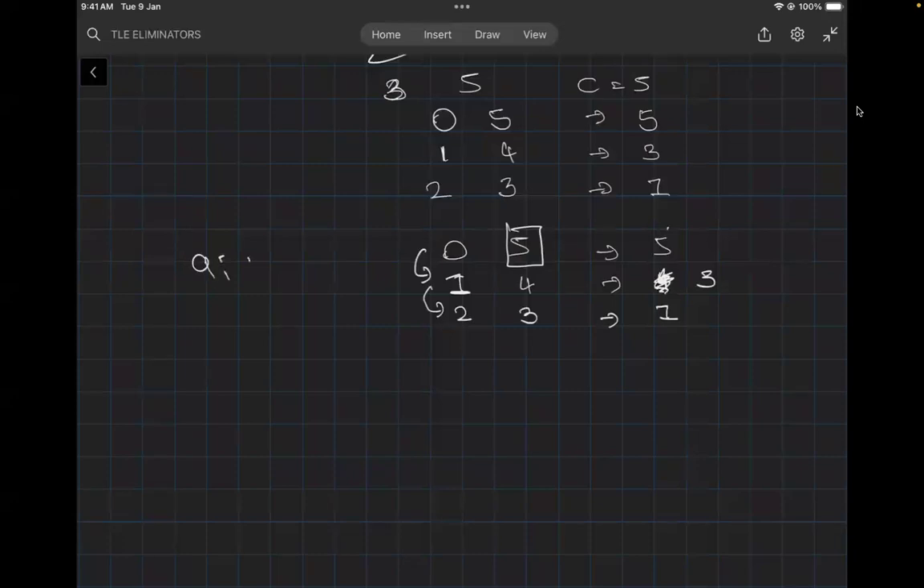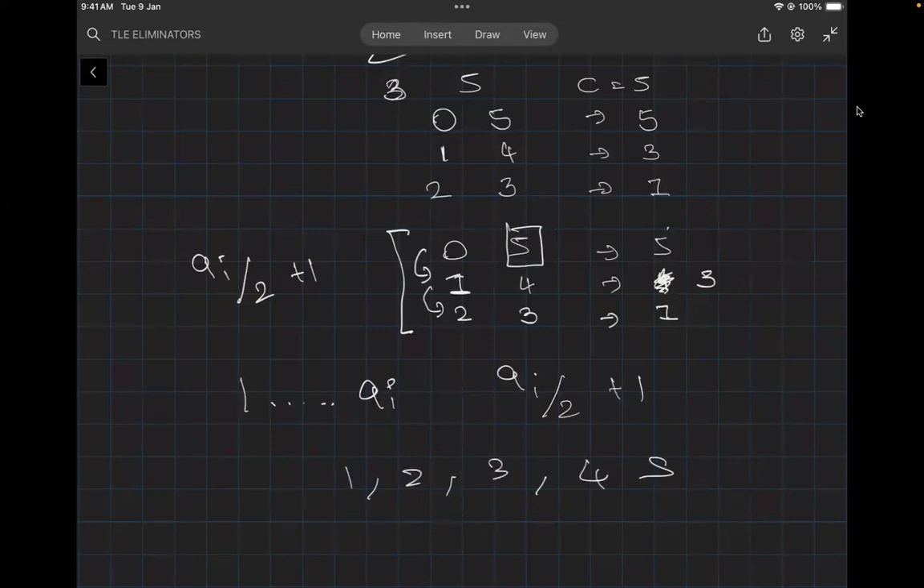There are AI divided by 2 plus 1 such elements, right? And how many, like if this is AI, how many odd numbers are there from 1 to AI? Again, there are AI divided by 2 plus 1 elements. Basically, if you look at 1, 2, 3, 4, 5, right? How many odd elements are there? There are 5 divided by 2 plus 1 odd elements, which is basically 3 odd elements.